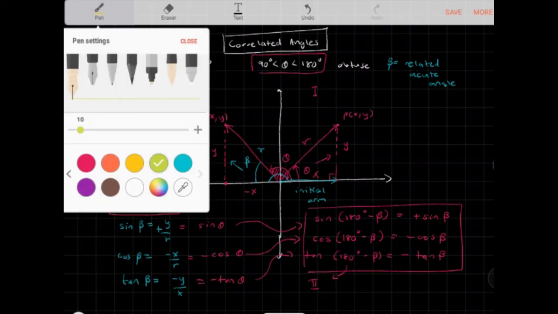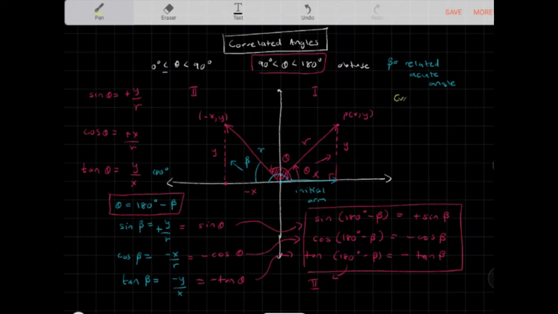Well, let's say that we had to evaluate what sine 150 degrees was. We can notice here that 150 is an obtuse angle, so because it's obtuse, it's going to be found in quadrant 2. Well, we understand that theta here is 150 degrees. And we know that in the second quadrant, the correlated equation, sine of 180 degrees minus beta, is equal to positive sine beta. Okay, so we understand this.